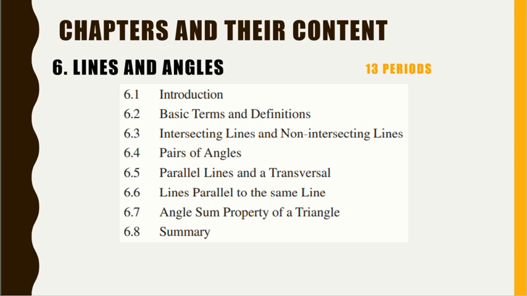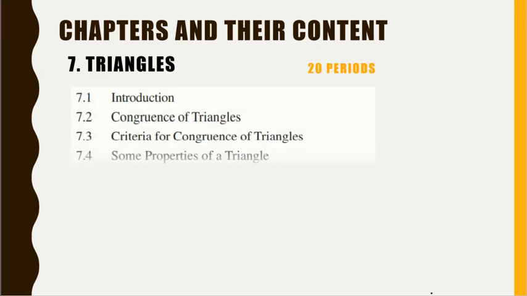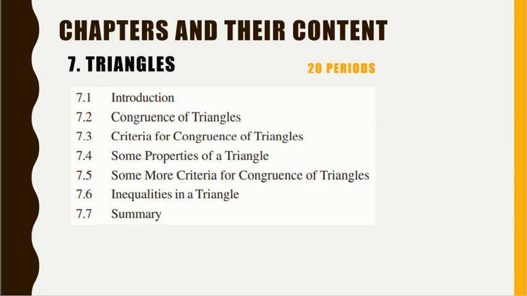Moving on to chapter number 7. Chapter number 7 is triangles, which is supposed to be taught in 20 regular periods, where the subtopics are introduction, congruency of triangles, criteria for congruency of triangles, some properties of a triangle, some more criteria for congruency of triangles, inequalities in a triangle. These are the important subtopics.